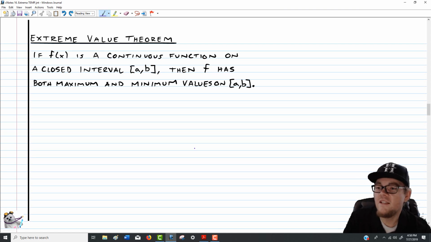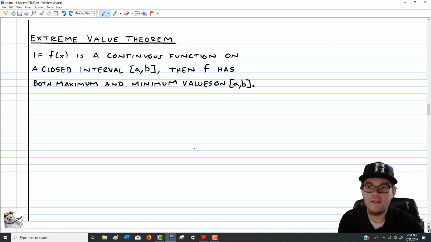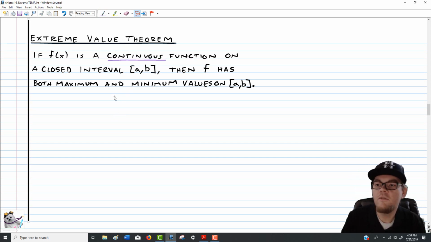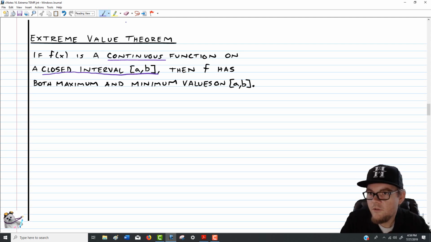It says that if f is a continuous function on a closed interval, then f has both maximum and minimum values on that interval. So let's break this down into components. First requirement: f is continuous. There can't be any jumps, breaks, vertical asymptotes, or holes. Second, it has to be on a closed interval. So in other words, we have to be analyzing a continuous function on a closed interval.